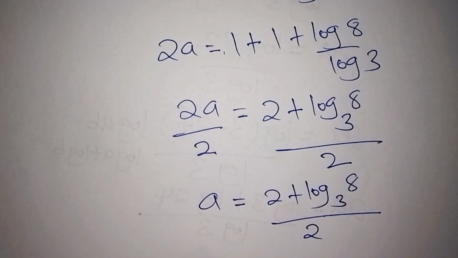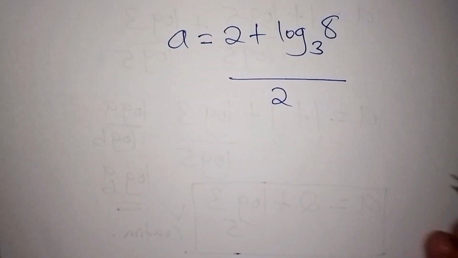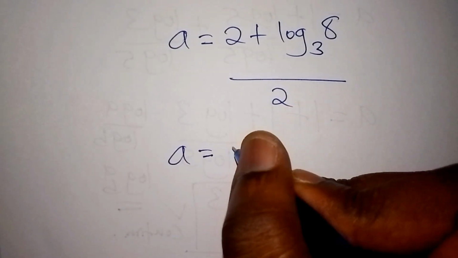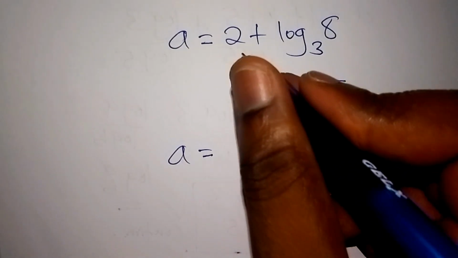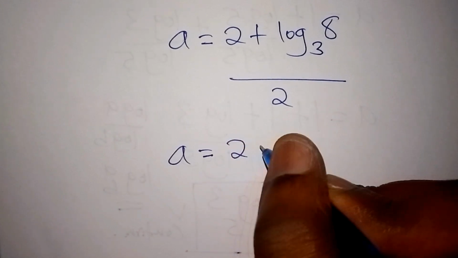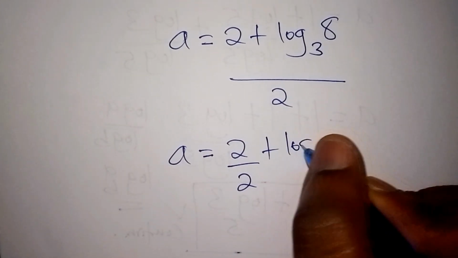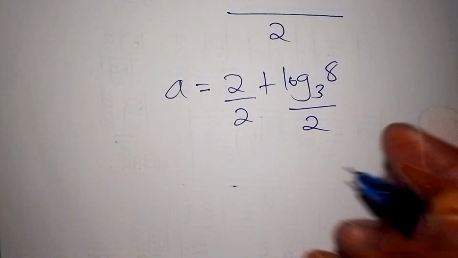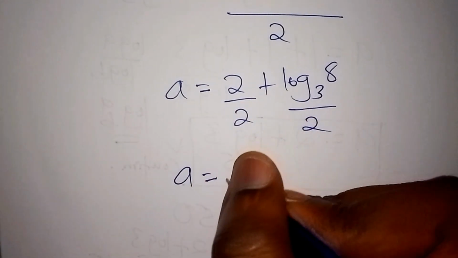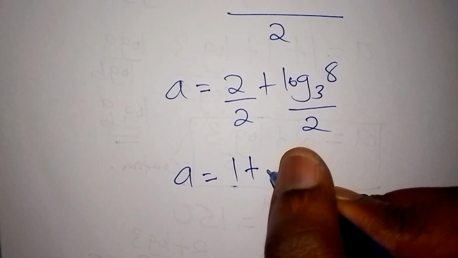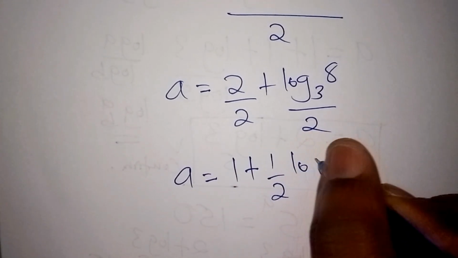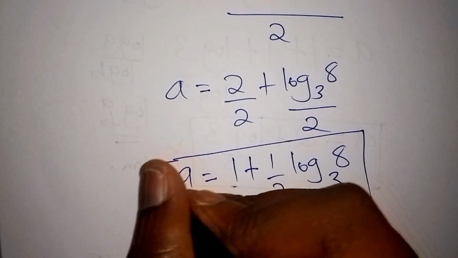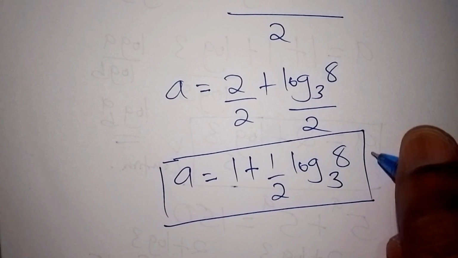So here now we shall say that when you divide this maths problem by 2, our A is equal to 2 all over 2 plus the log of 8 to the base of 3 all over 2. So here now our A shall be equal to 2 by 2 is 1 plus 1 over 2 the log of 8 to the base of 3. So this one now qualifies to be the correct answer for that particular problem.